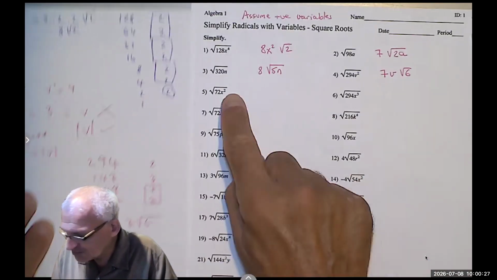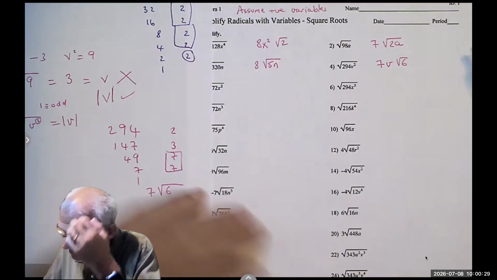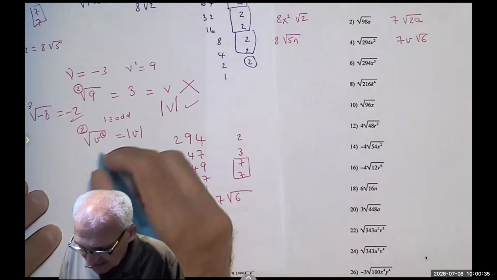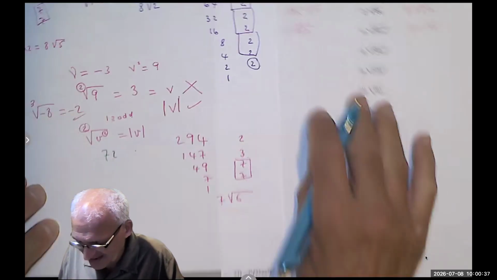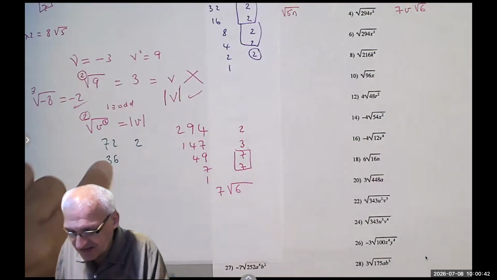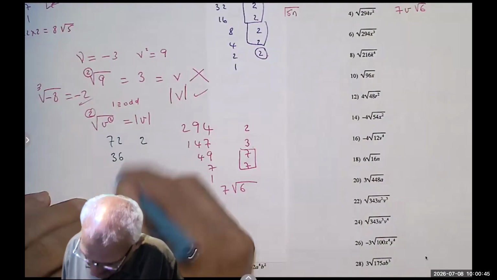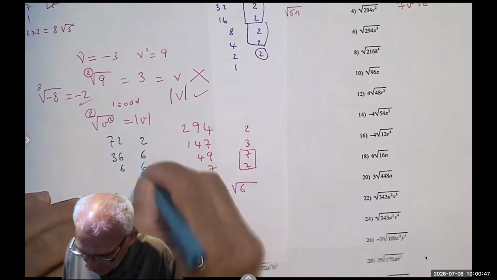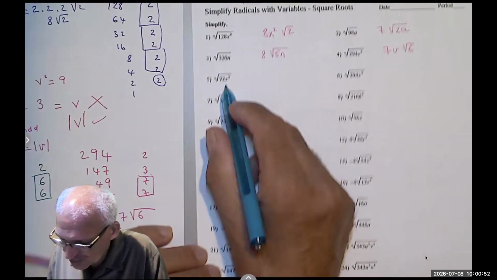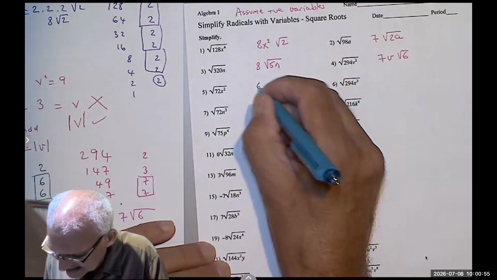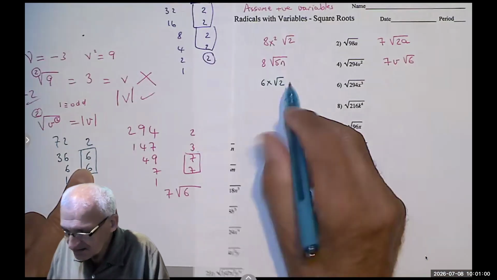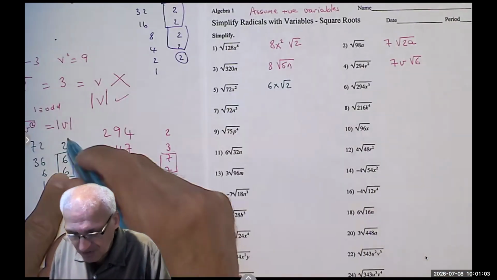Okay, let's move to the next one. And now I think you already got the gist of it. Square root of 72. 72 is even, so 2 is a factor. We get 36, which is 6 times 6. So 6 root 2. Do you see that? Two sixes come out as a single 6, and the x squared comes out as an x. So 6x square root of 2.